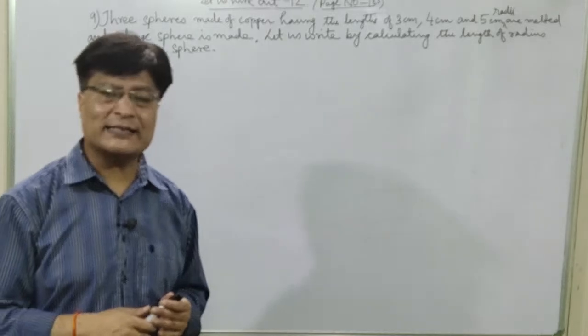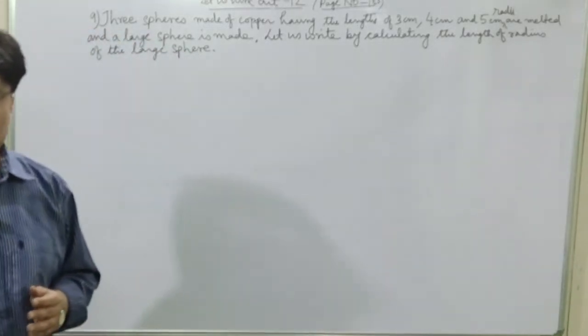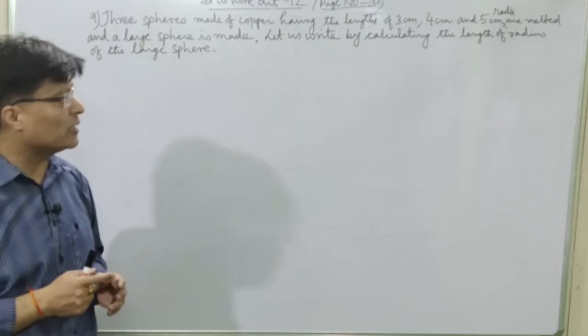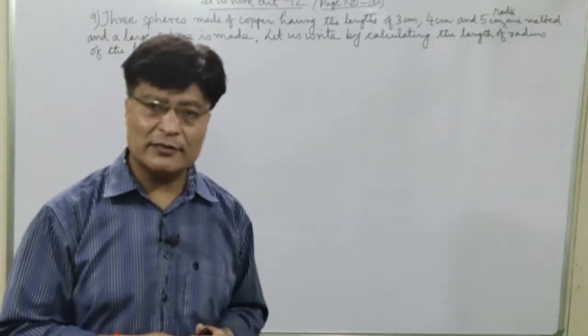What is the radius of that large sphere that is made by melting the 3 spheres of radii 3 cm, 4 cm and 5 cm.